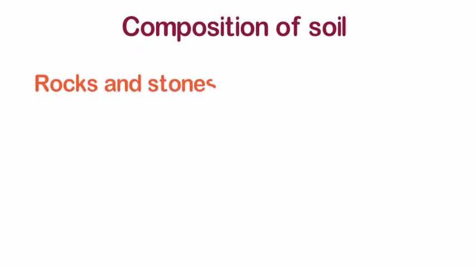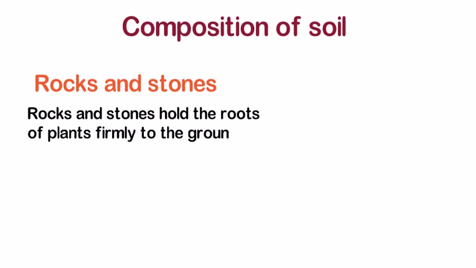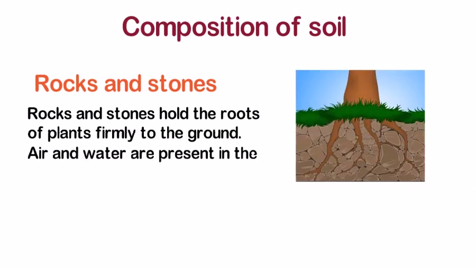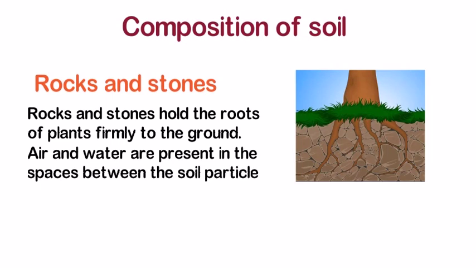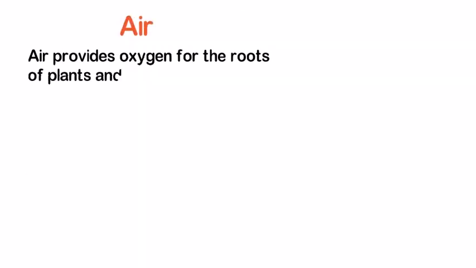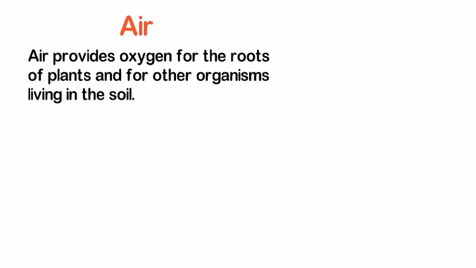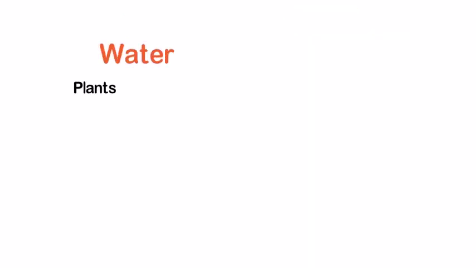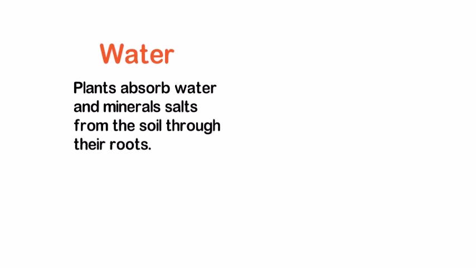Composition of soil. Rocks and stones. Rocks and stones hold the roots of plants firmly to the ground. Air and water are present in the spaces between the soil particles. Air provides oxygen for the roots of plants and for other organisms living in the soil. Water. Plants absorb water and minerals, salts from the soil through their roots.